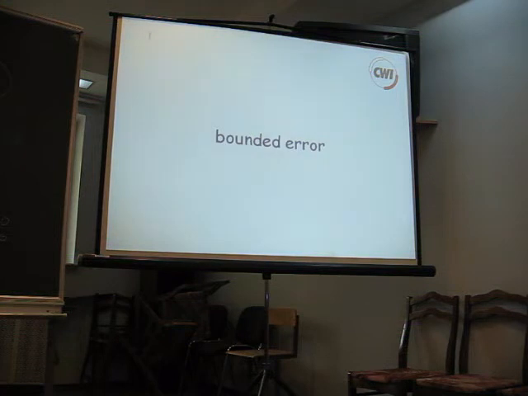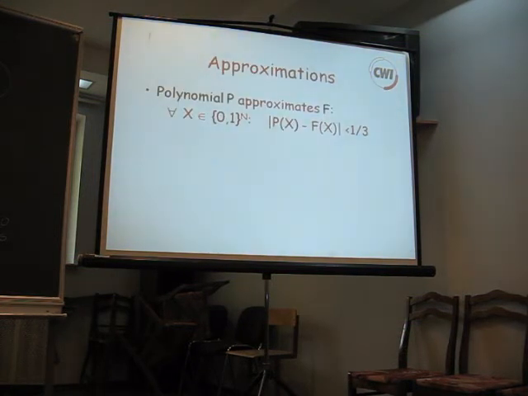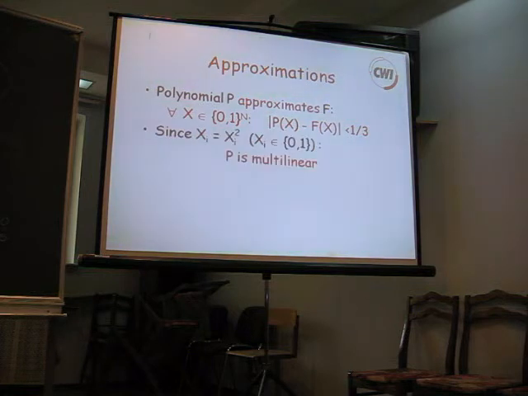So let's continue to the bounded error setting, and now I have to define what it means to represent in the bounded error setting, and that is something that's called approximates. And now instead of saying that the polynomial equals the value of the Boolean function, you say it's close to it. So the absolute value of the difference is bounded by a third. And again, the thing is multilinear because xi squared is still xi.